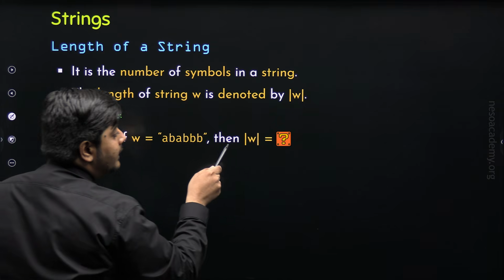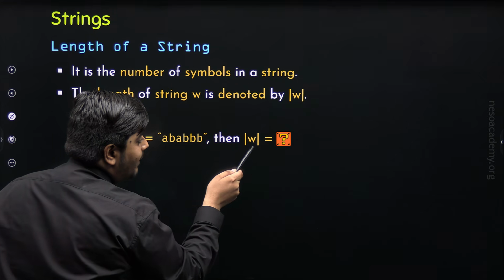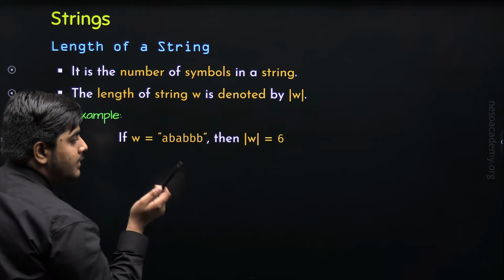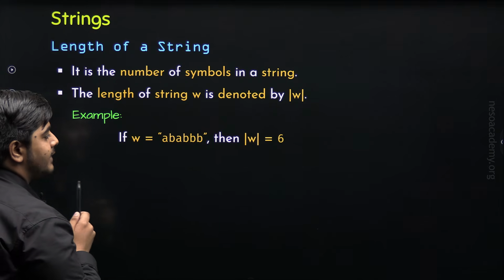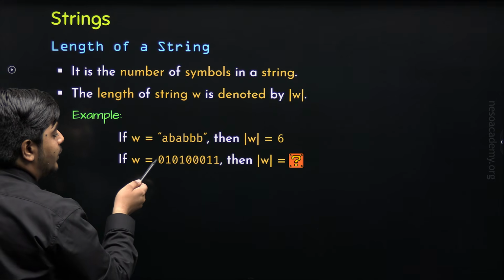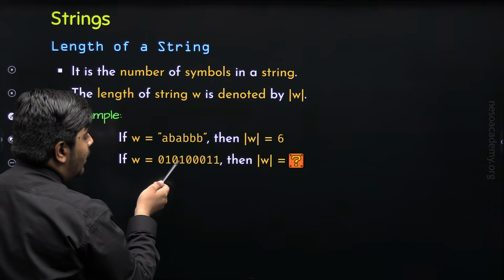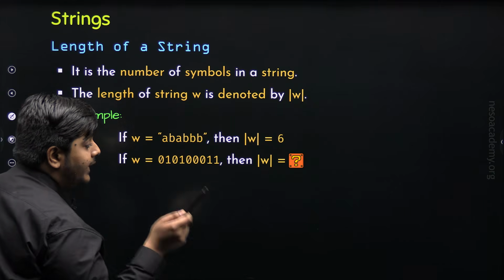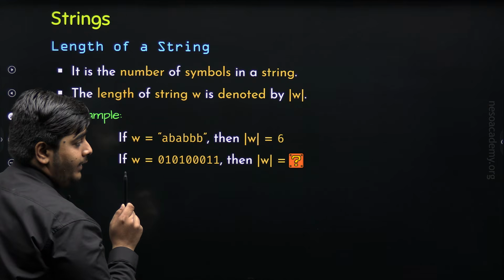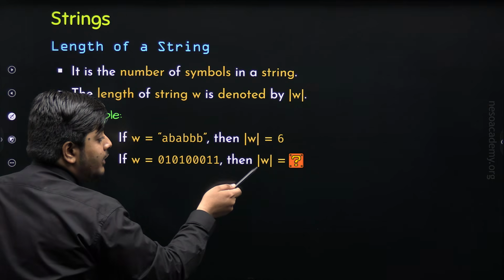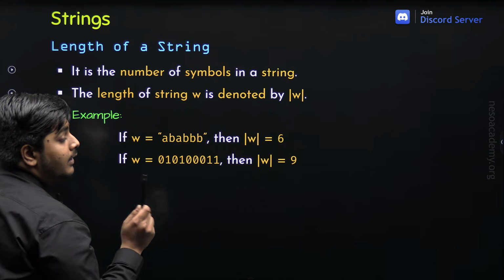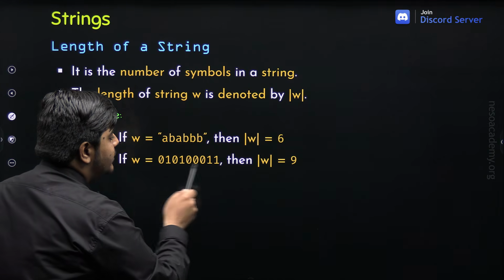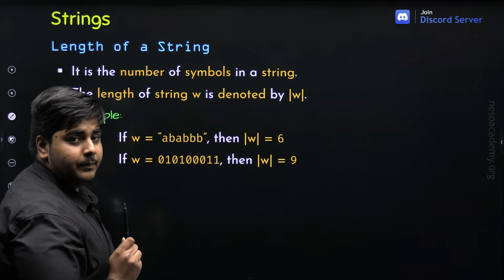That is why the length of this string, mod W, is equal to 6. Similarly, if I take another example, W is equal to 0, 1, 0, 1, 0, 0, 0, 1, 1. After counting the number of symbols in this string, we get modulus of W is equal to 9. That is why the length of this string W is equal to 9.